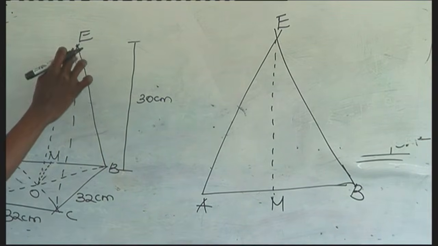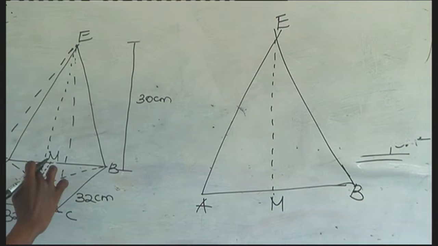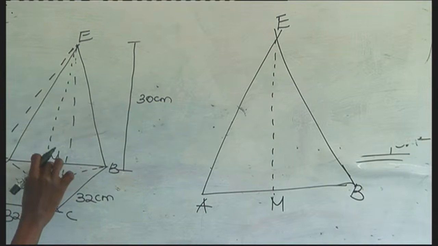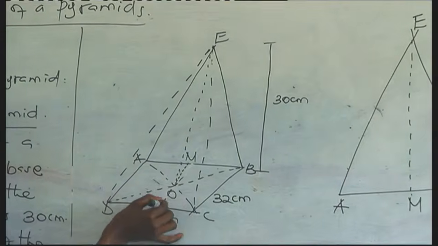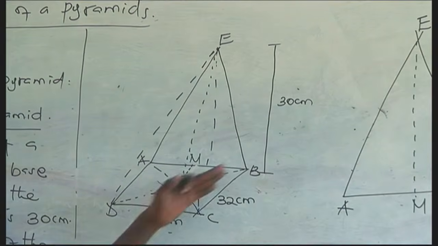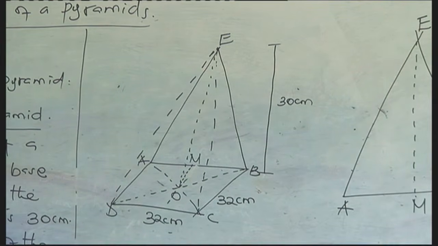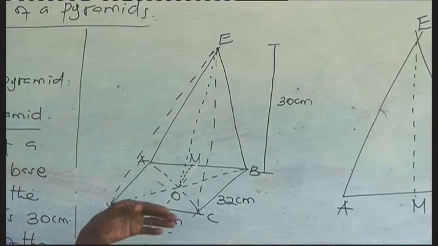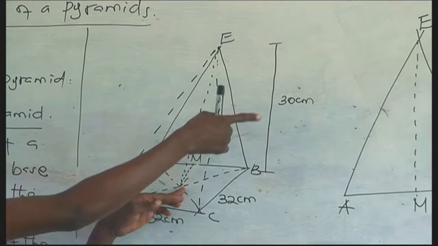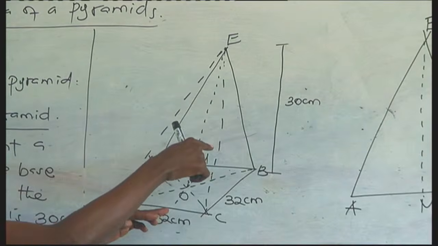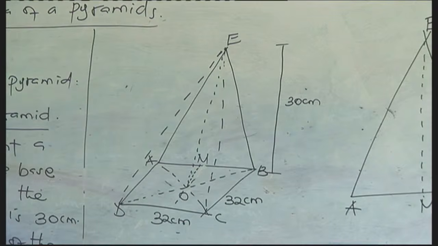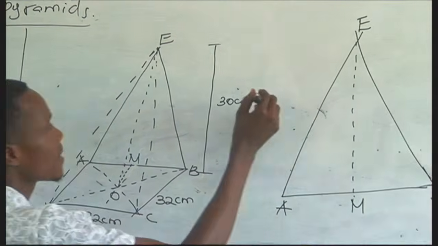Once we have this vertical height, which is 30, then I will join this line from the center to where the line is meeting AB at M. So this side, we know that the whole length is 32. And because OM is a half of CB, it is now 16. I'm saying, because O is the midpoint of either the diagonals or the sides, that means OM is a half of CB or DA, as the diagram is showing. So we shall say OM is 16.